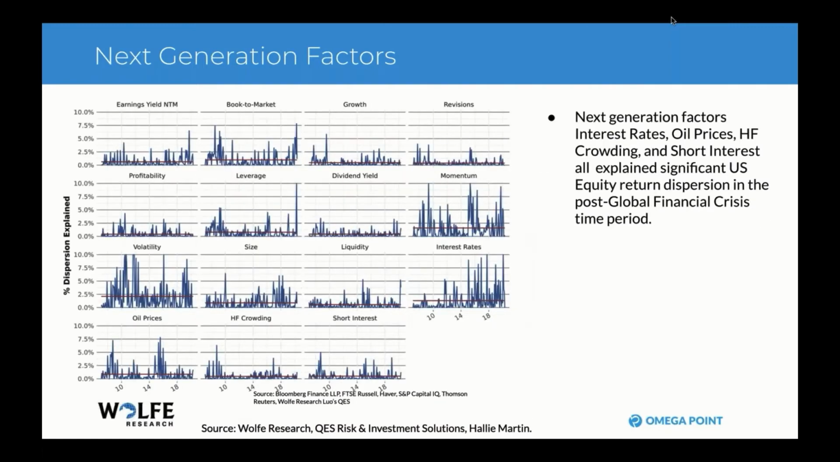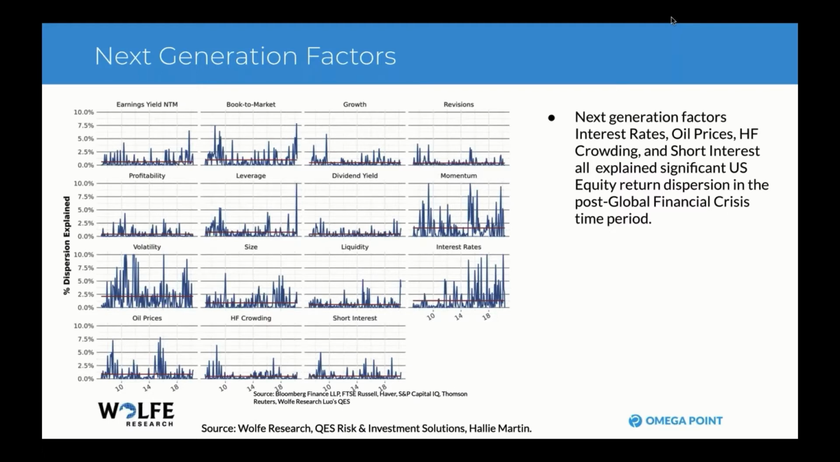The next generation factors, specifically interest rates, oil prices, hedge fund crowding, and short interest, all did have significant explanatory power in the post-global financial crisis period. You can see at the bottom of this chart that interest rates in particular have had increasing explanatory power in recent years.